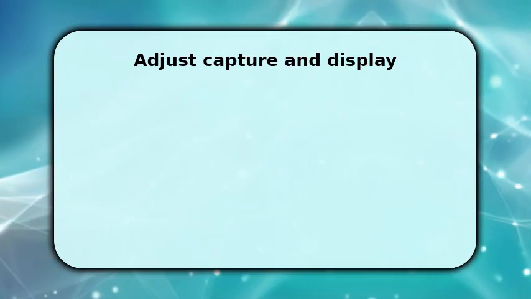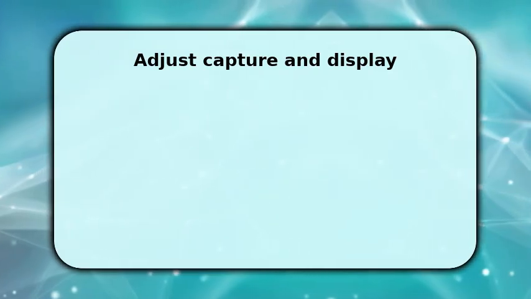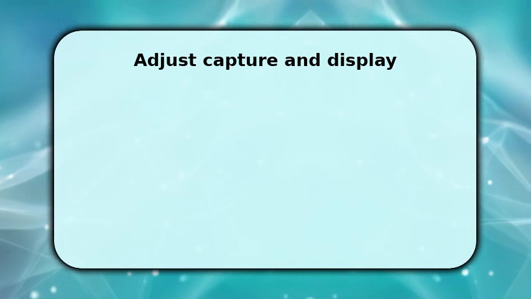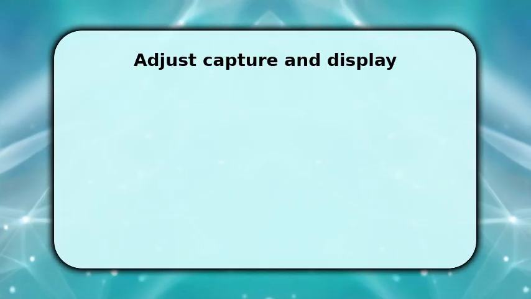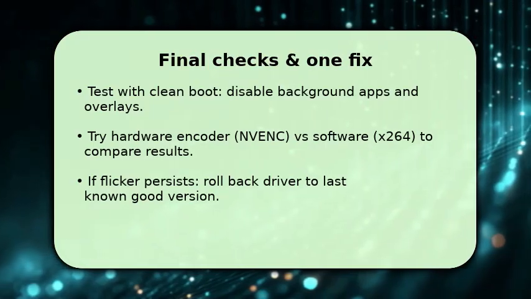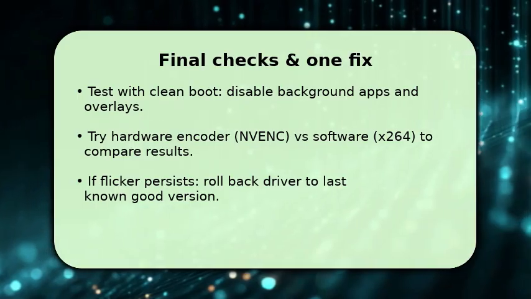If the GPU is saturated, lower the capture bitrate or resolution. Reducing encoder load often removes flicker by preventing dropped encoder frames. Finish by isolating remaining variables. Perform a clean boot and disable background recording apps. Conflicts often appear only under load.